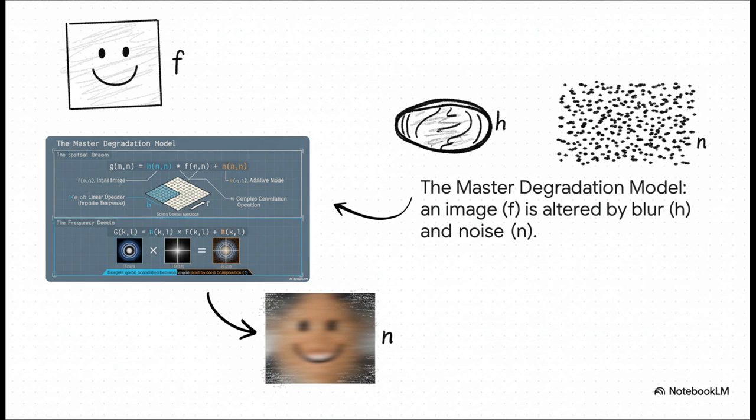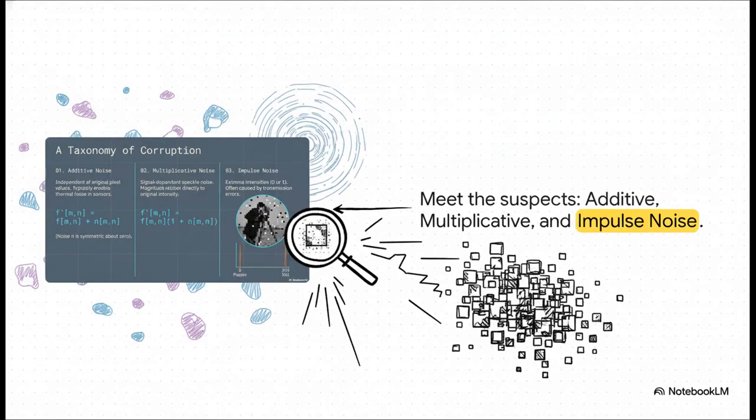That F you see, that's our victim, the original, clean image. Our first suspect, H, is a blurring operator. Think of it like a shaky camera or an out-of-focus lens. Then, our second culprit, N, is additive noise. You know, that grainy static you sometimes see? So basically, almost any messed up image is just the original that got blurred and then had some noise sprinkled on top.